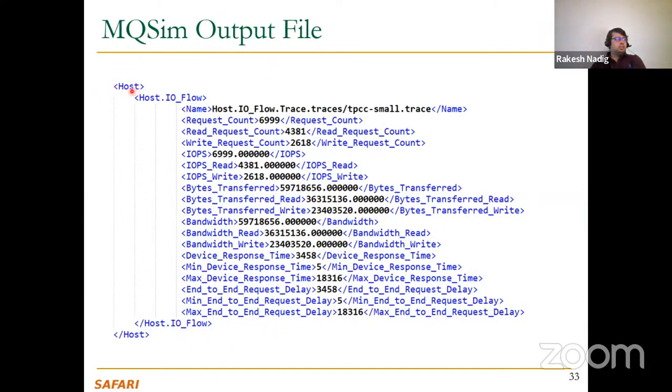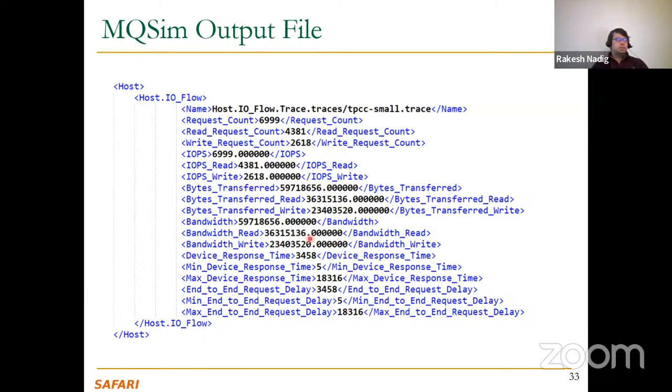So let's say only the parameters related to the host. So we see the trace file that was used for generating the workload, and we see how many requests were processed, and within those requests, how many of them were read and write, and so on. And we also look at the throughput in terms of IOPS, the read throughput and the write throughput, and how many bytes are transferred to the device from the request. And how many of them are read and write, and the bandwidth of the device, the overall bandwidth, and the response times.